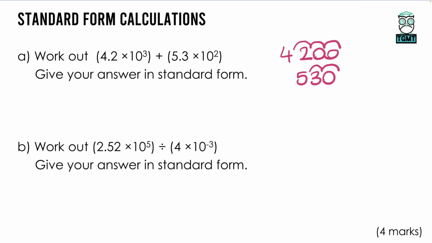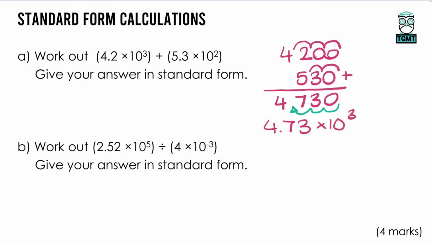Now I already have them aligned in the right place value, but if you didn't, you just rewrite those again and line them up obviously from that final 0. We can now add these together, 0, 3, 7 and 4, and we can convert this back into standard form. So to convert it back, 1, 2, 3 jumps. So there we go, that would be 4.73 times 10 to the power of 3, as it is a large number. And there we go, that's our final answer for the first one.